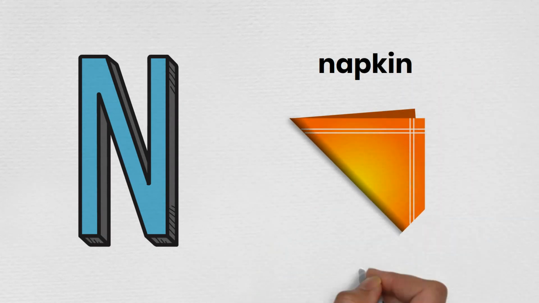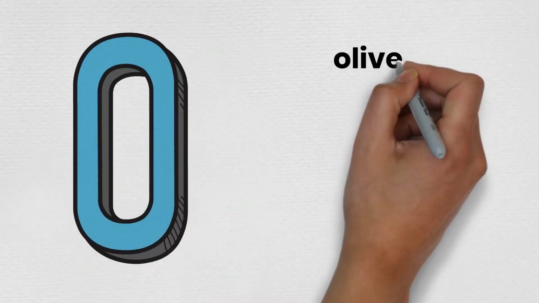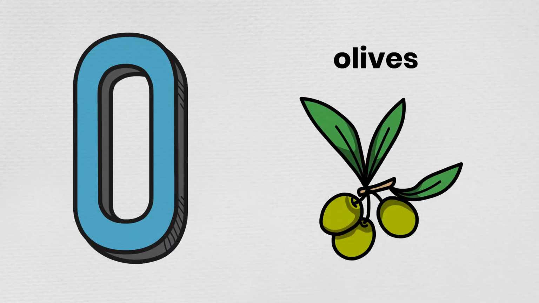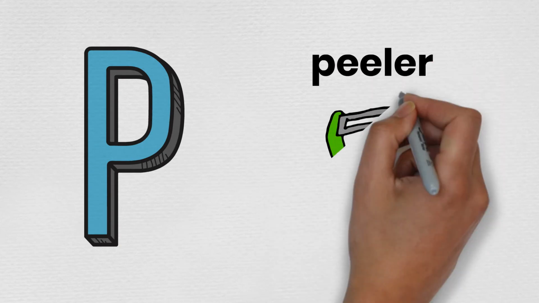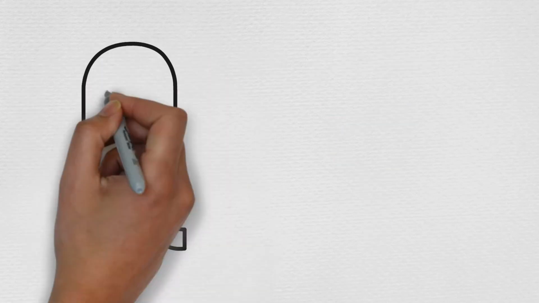N is for napkin. O is for olives. P is for peeler. Q is for quince.